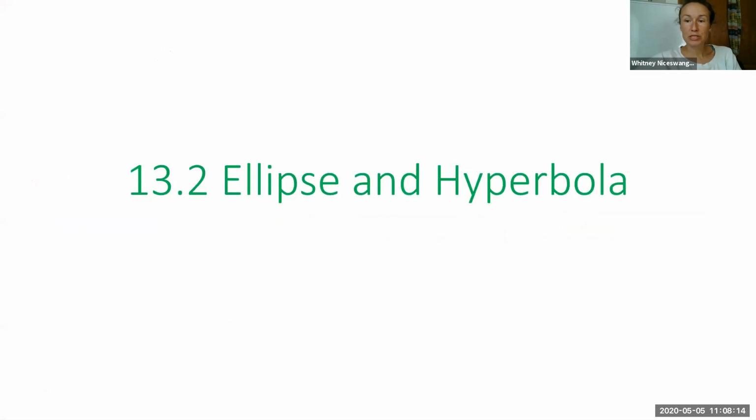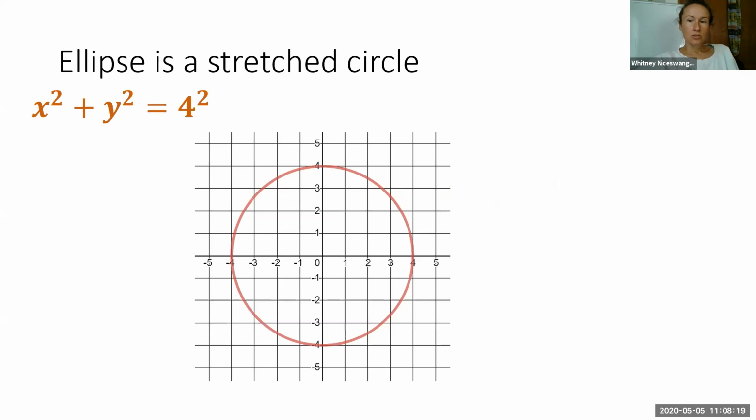All right, 13.2, the ellipse and hyperbola. So an ellipse is just like a stretched circle. Here's a graph, x squared plus y squared equals 4 squared, or 16. And that is the graph of a circle that centers at 0, 0, and has a radius of 4.